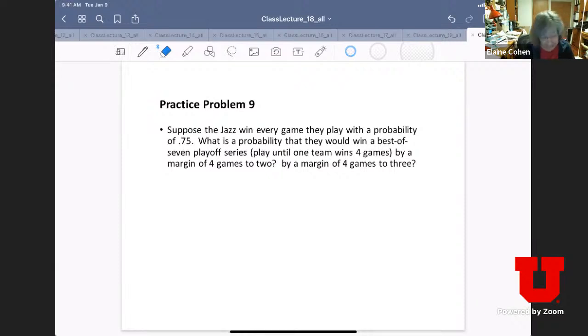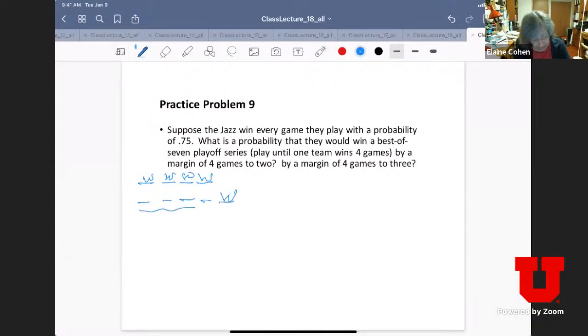So what do we have for an answer here? How many games are they going to play? Well, they can win in 4. I'm just going to put W there. W, W, W. Or they can win in 5. And in this case, they're going to win 3 out of those 4.